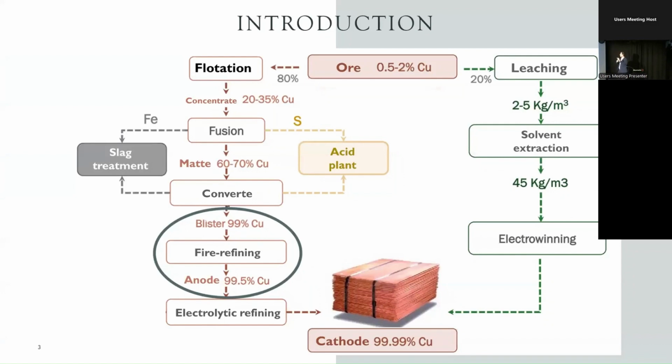Okay, first of all, really quick, this is the copper refining path, both in pyrometallurgical and hydrometallurgical, and we are focusing here on the fire refining. We have an input, which is 99% molten copper. We want to remove the two main impurities here, which are sulfur and oxygen, and have solid anodes with 99.5% purity.